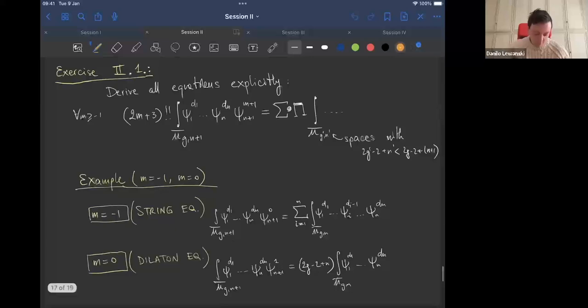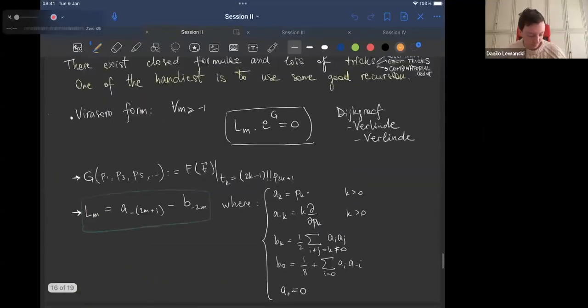Okay, and if you want to have some practice with this as an exercise, I would suggest deriving all the equations explicitly, meaning that you start by taking some m which is very, very small. You start from m equal to -1. Then after you're done with the exercise, you compute m equal to 0, then m equal to 1, and then m equal to 2, and so on.